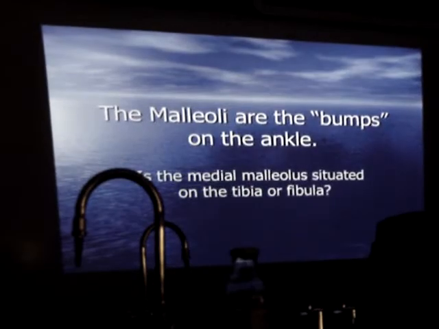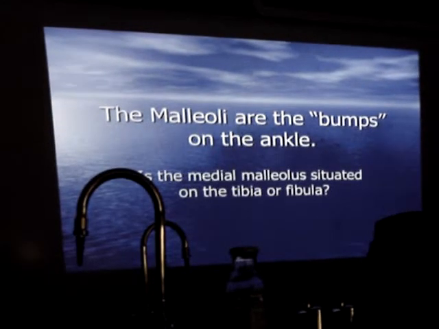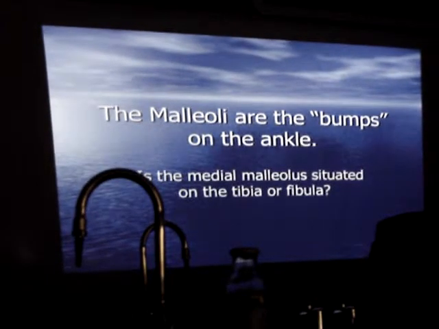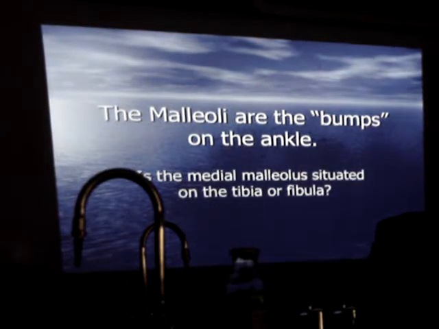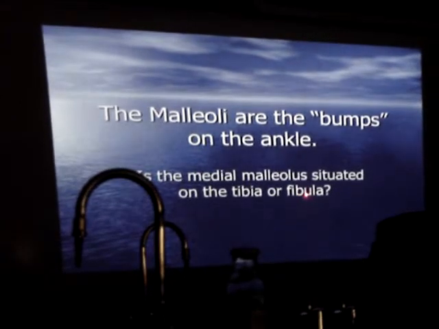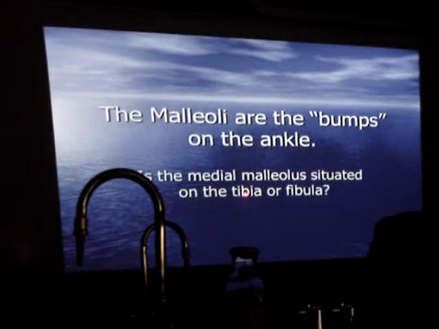So, the malleoli are the bumps on the ankle. Is the medial malleolus on the tibia or fibula? Fibula. Remember, the fibula is lateral. Fibula. Tibia. There you go. Okay.